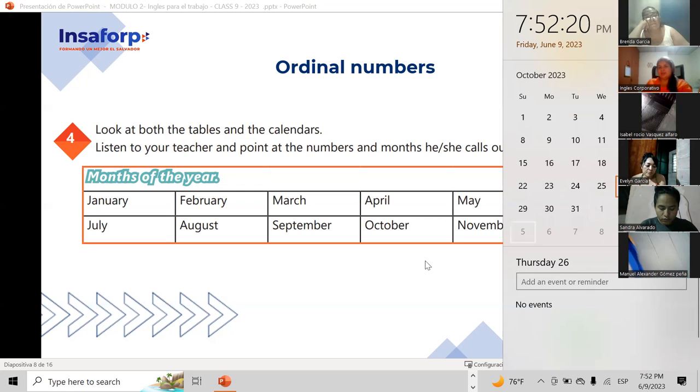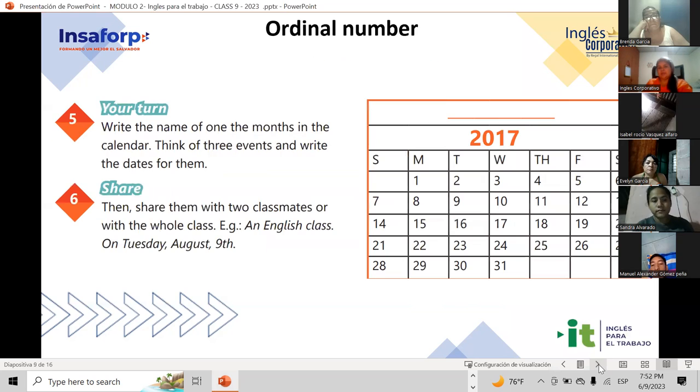No? Okay, good. So les queda de tarea practice by yourself. Okay? Practique para usted. Para que usted mejore. Okay. Write the name of one of the months in the calendar. Think of three events and write the dates for them. Okay. Then share with two classmates or with the whole class, for example, an English class on Tuesday, August 9th. Okay. That is an event. Es un evento, okay? Event. So try to think about three events that you are going to have this month. Important event, it could be, for example, my mom's birthday, okay?